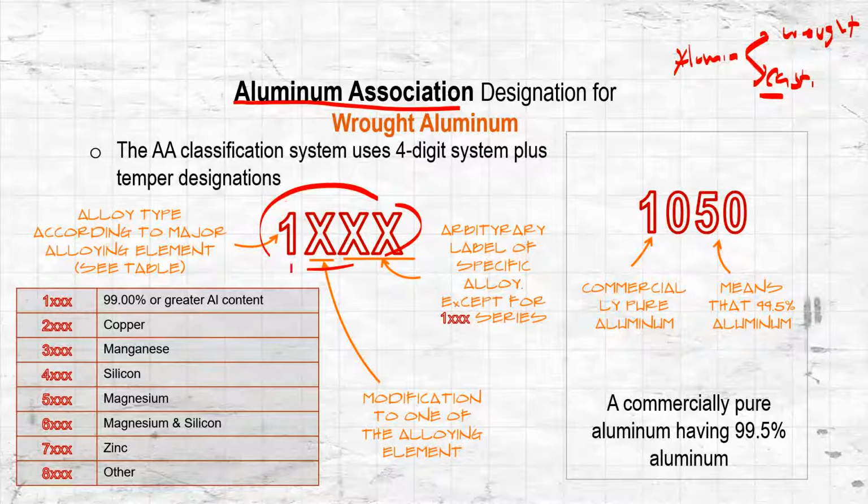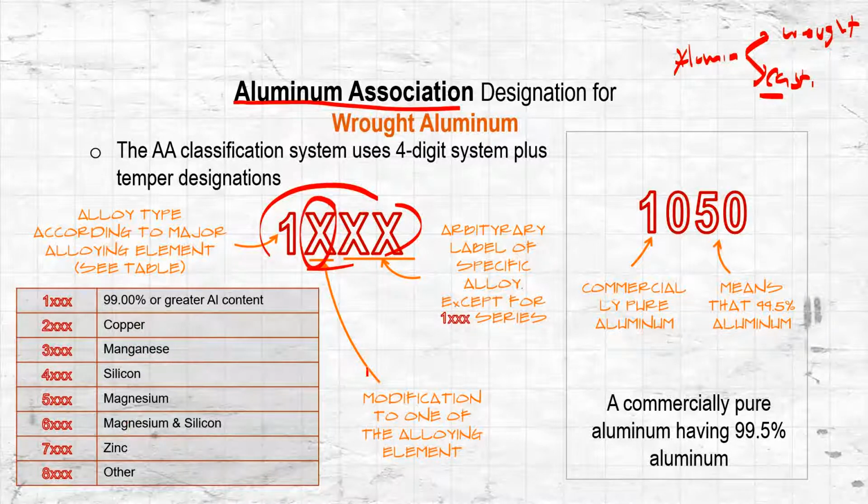Okay, so for the first digit, that refers to the alloy type according to major alloying elements. So right here in the table, it shows, for example, the 1000 series. If it's 1, then it's an aluminum that is 99% or greater aluminum content. And if it's 2, then it has copper, and if it's 3, that's manganese, and so on and so forth.